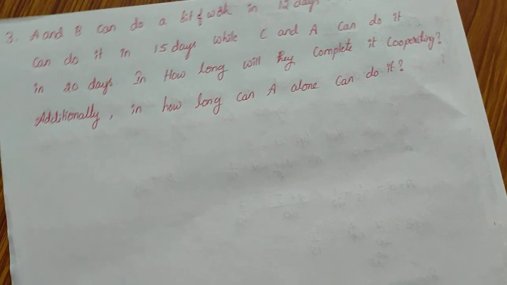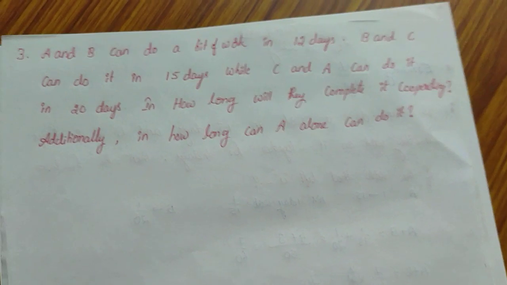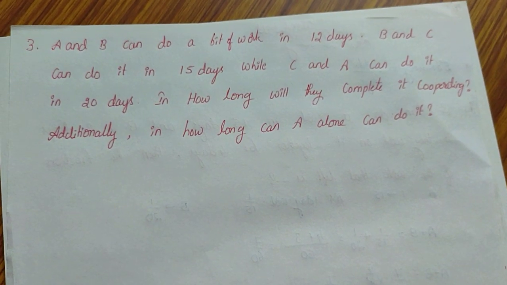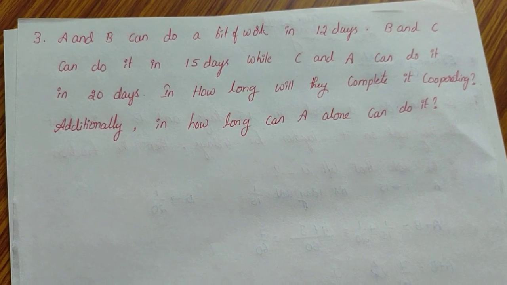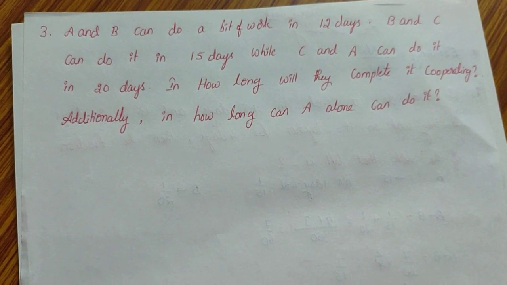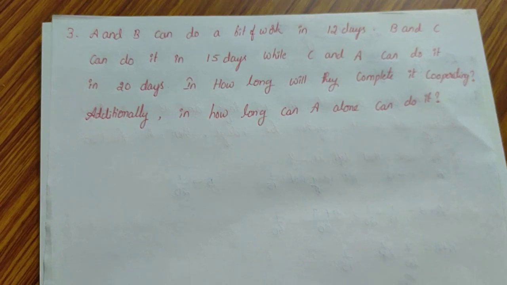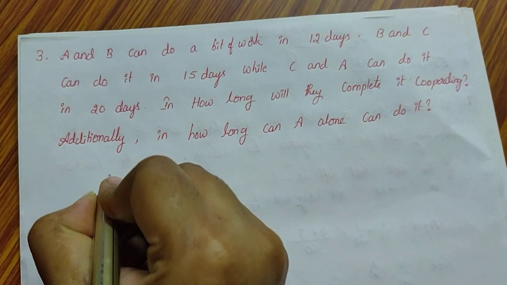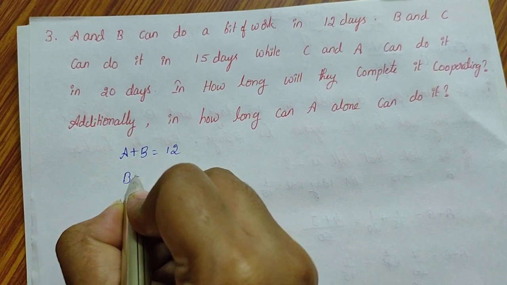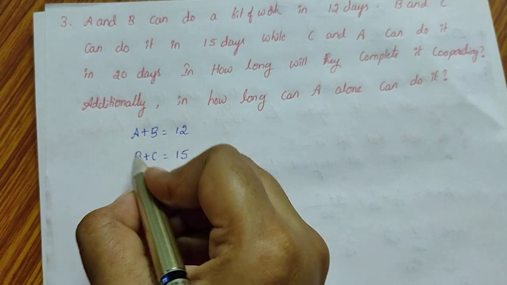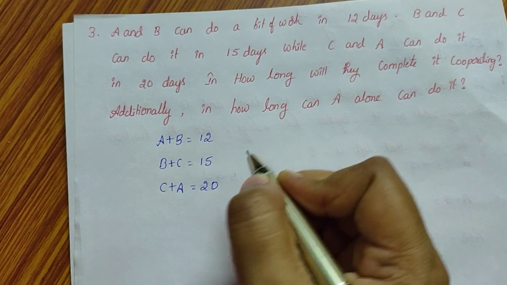Here, A and B can do a piece of work in 12 days. B and C can do it in 15 days, while C and A can do it in 20 days. In how long will they complete it working together? In how long can A alone do it? So, here given that A plus B can complete the work in 12 days, B plus C can complete the work in 15 days, and C plus A can complete the work in 20 days.